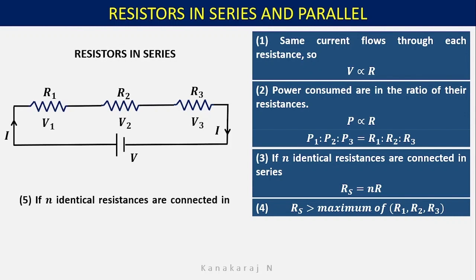If n identical resistances are connected in series, then the individual potential difference across each resistance equals V by N.